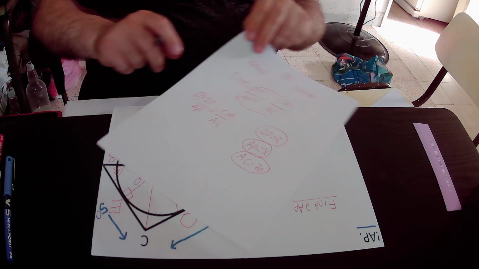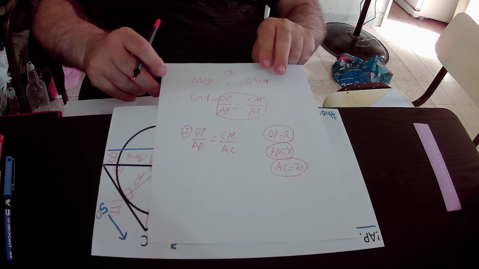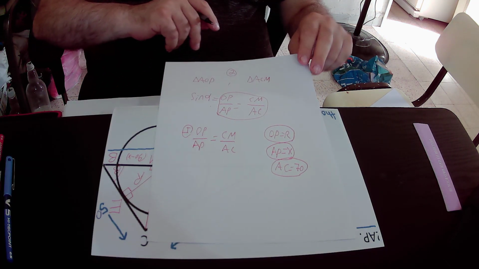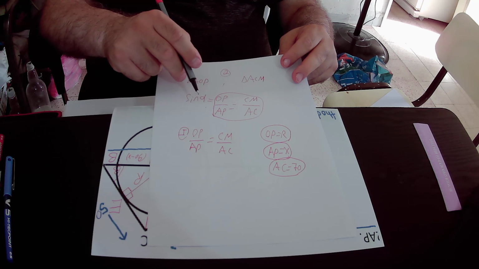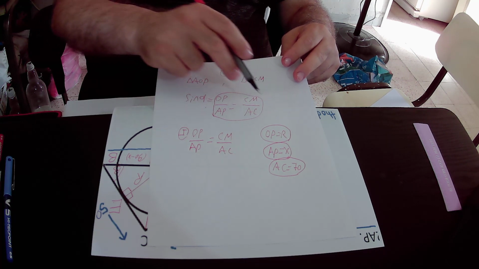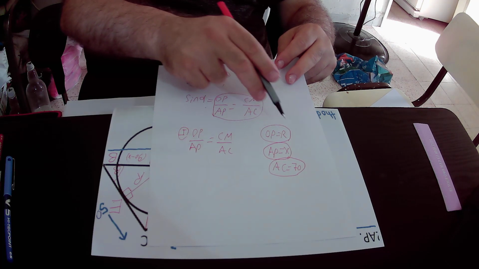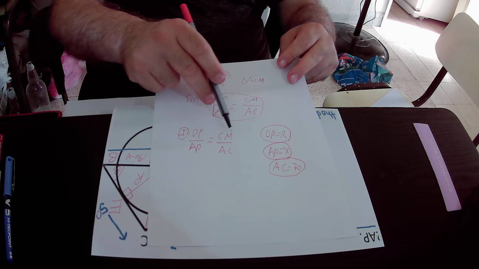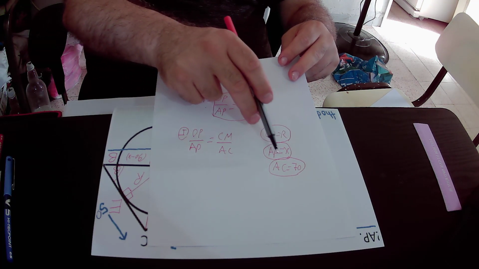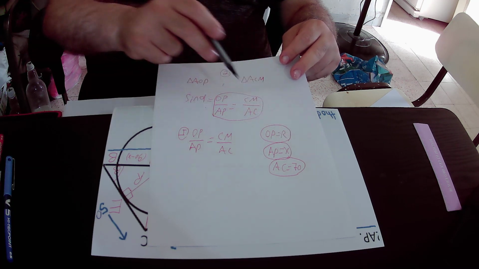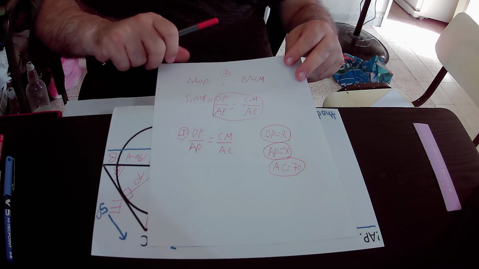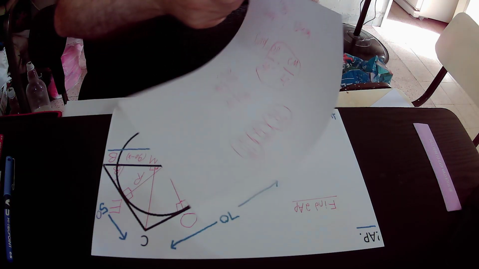Actually, we can substitute OP by R because OP equals R. We can substitute AP by X because AP equals X, and we can substitute AC by 70 because AC equals 70 units. Okay, so we'll do it now.